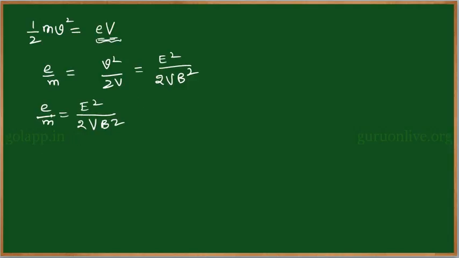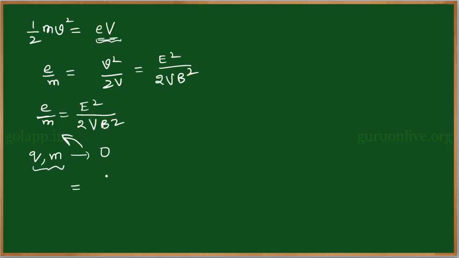Why are we considering e by m? That is a conceptual thing. The particles are charged particles, so they must have charge q. Those are particles, so they must have mass. Using these two, I can guess the particles. So I am considering this e by m ratio.